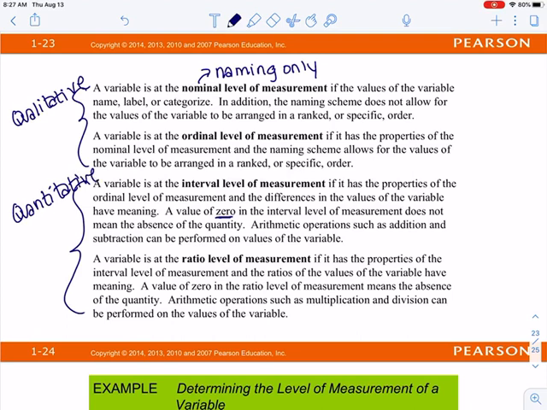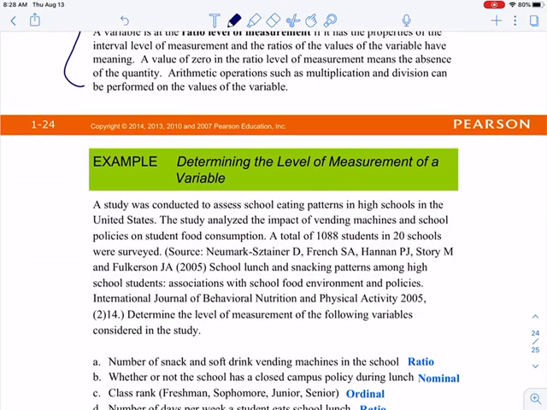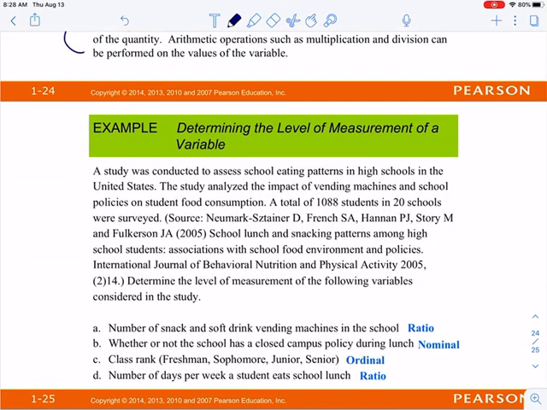So the last thing that we're going to do is one more example, and we're going to look at the levels of measurement in them, and then that will be it. So, determining the level of measurement of a variable. A study was conducted to assess school eating patterns in high schools across the United States. The study analyzed the impact of vending machines and school policies on student food consumption. A total of 1,088 students in 20 schools were surveyed.